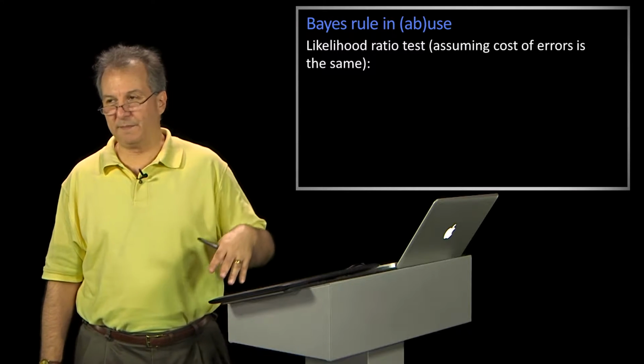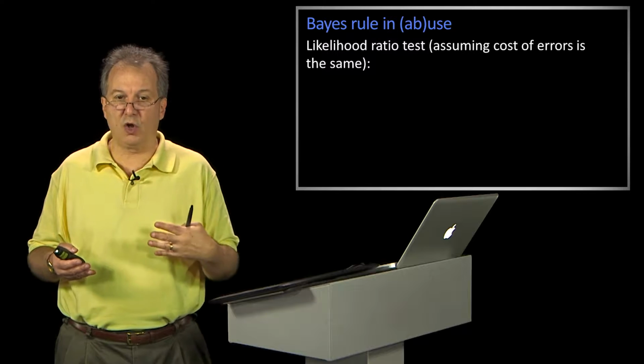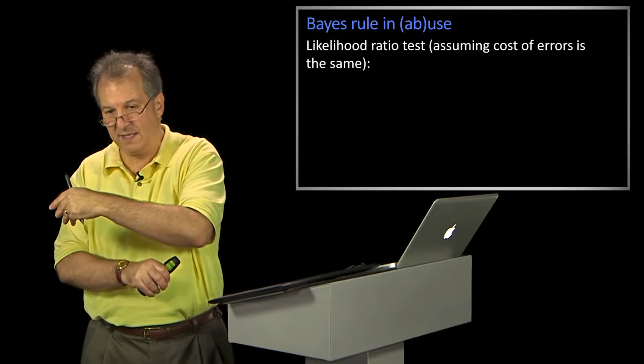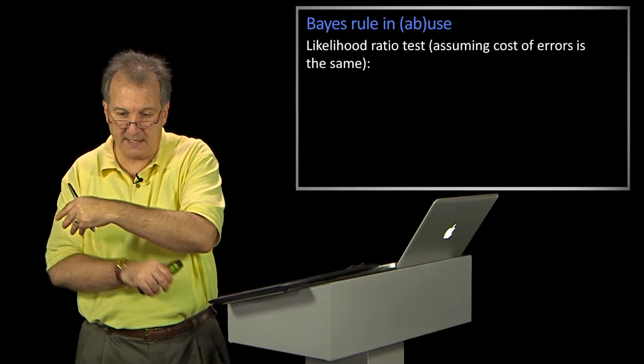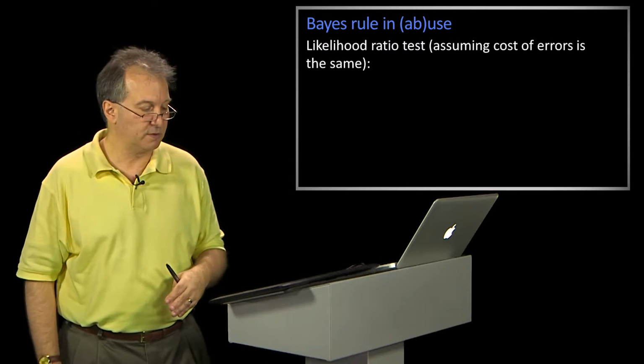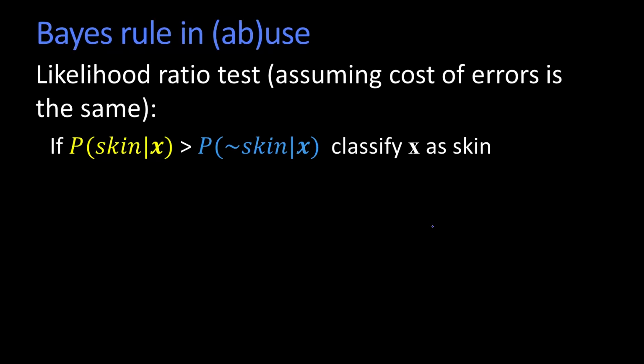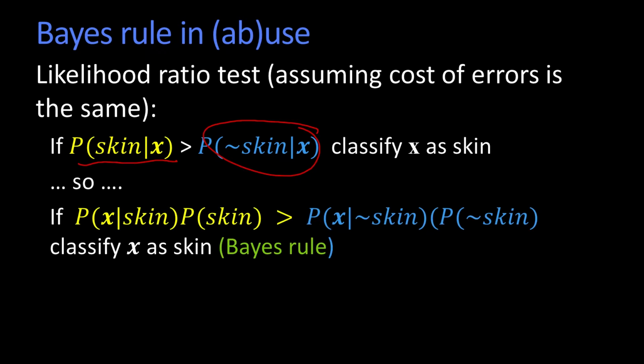What I'm going to do is show you a simple version of what's called the likelihood ratio test. Here we're basically assuming that the cost of calling a skin pixel not skin is the same as the cost of calling a not skin pixel skin. We can reweight these things if the costs are different. The likelihood ratio test says, look, it's just exactly what you think. If the probability that it's skin given the hue measurement is greater than the probability that it's not skin, what am I going to do? I'm going to call it skin. That assumes that the costs are equal.